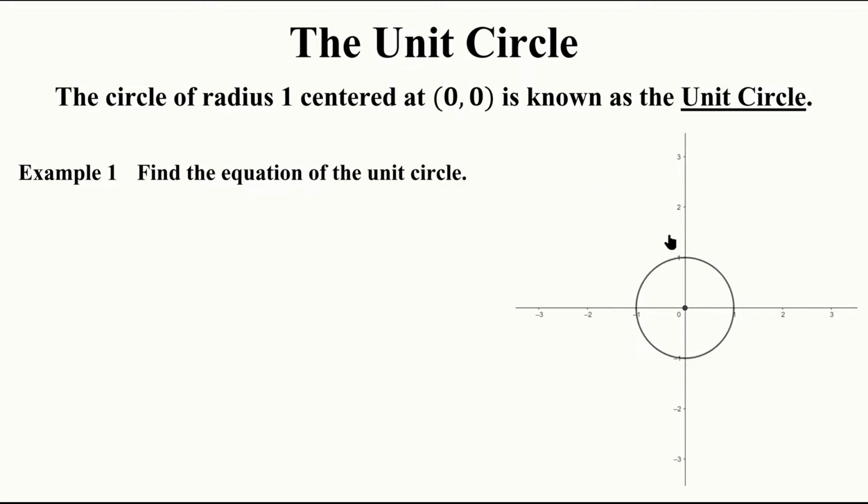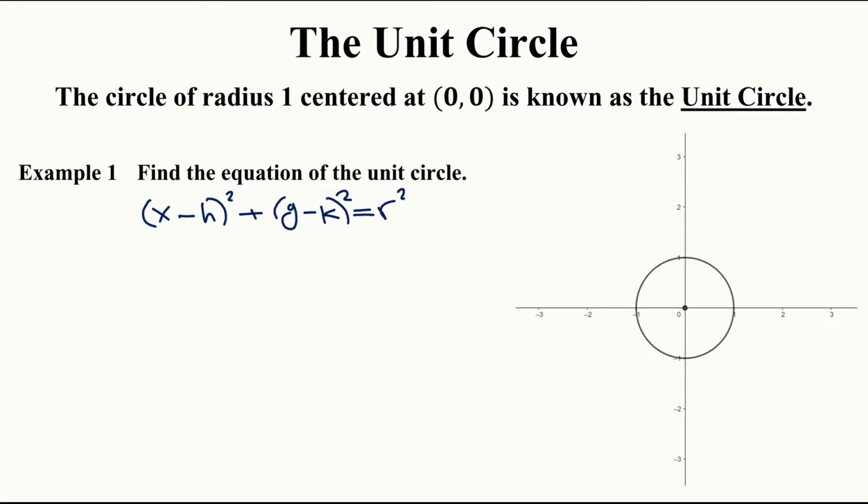So what we'd like to do now is go ahead and find the equation of the unit circle. So the unit circle is basically a circle of radius 1 whose center is just the origin itself, 0, 0. So applying our formula for a circle, which we know is the center radius form, we get (x minus h) squared plus (y minus k) squared equals r squared.